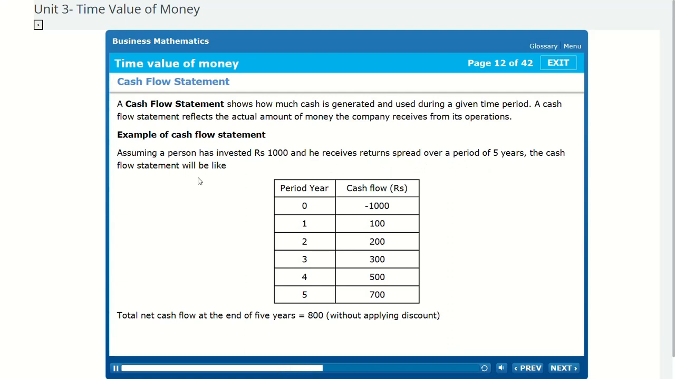the cash flow statement will be like: period, year, cash flow. 0, minus 1,000. 1, 100. 2, 200. 3, 300. 4, 500. 5, 700. Total net cash flow at the end of 5 years equals 800.